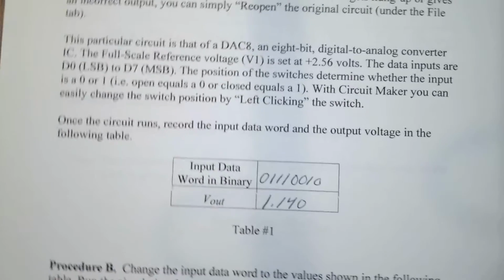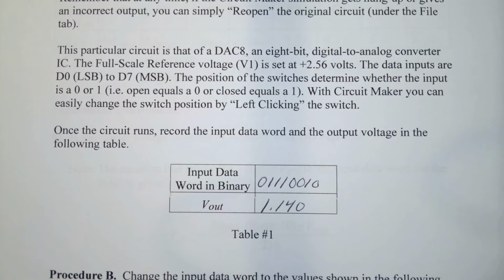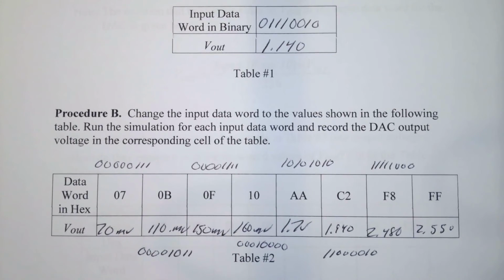So here you see what happened. It turned out that the input data word in binary was, through the switches, 0, 1, 1, 1, 0, 0, 1, 0, and the output was 1.140 volts.